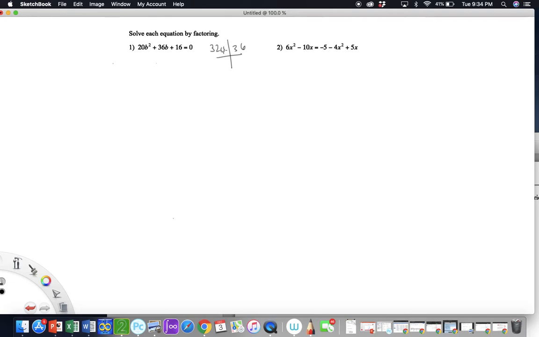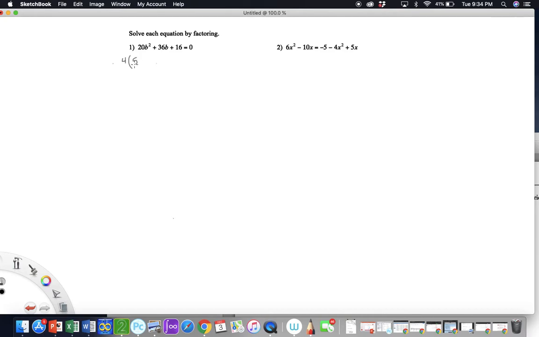If I get a product that's such a large number that it's really not something that I see on a regular basis, what I can do is look at the coefficients. Is there something that I could factor out that would make this an easier problem? If we look at all the coefficients, the 20, the 36, and the 16, you'll notice that 4 is a factor of all those numbers. So what we can do is factor out a 4.